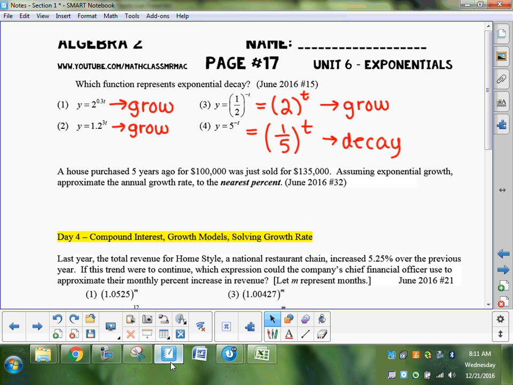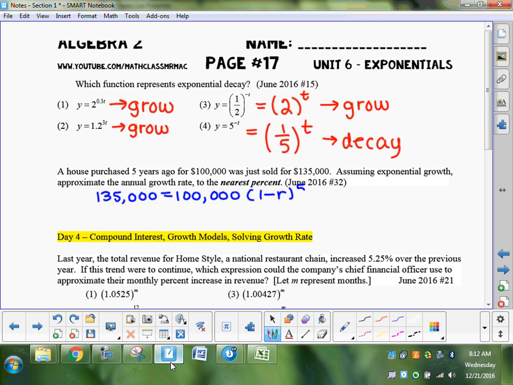So you tell me, what would we get when we just did our plug-in? I don't need you to solve yet. What would the plug-in look like? What would we write out? Do you have it now? What'd you plug in? 135,000 equals 100,000 times 1 minus r. So we don't know what the rate is, but he's absolutely right. So far, all of that's good.